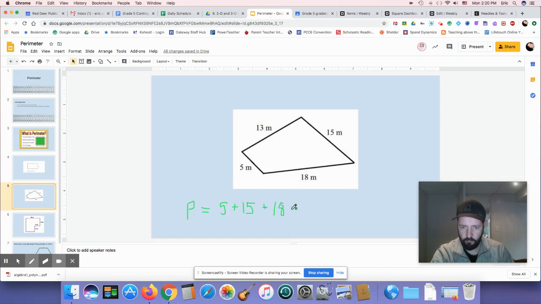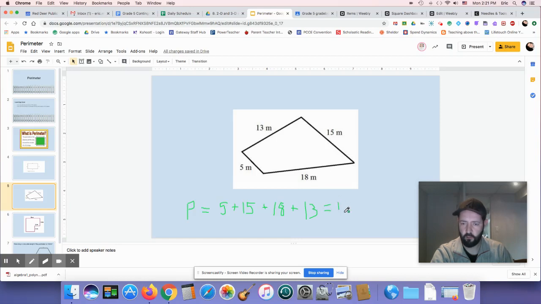Okay, plus 13 is our last number there. All right, so all we're doing is adding those four side lengths together. 5 plus 15 I know is 20. And then if we add 20 plus 18, that gives me 38. And then if we add 13 to that, 38, we'll add a 10 here, which would make it 48. And then we can add 3 to that. So 48 plus 3 is 51.